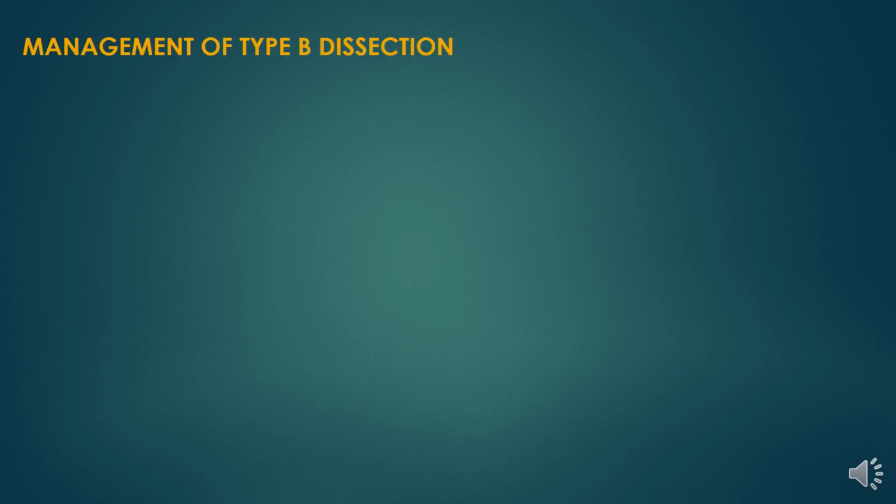Coming to type B dissection, type B dissection has an initial hospital mortality of about 10%. About two-thirds of the remaining patients will have no complication requiring operation, and 50% of unoperated patients, however, die within 3 to 5 years of rupture. For complications related to end organ ischemia, operative mortality is 5 to 15%.